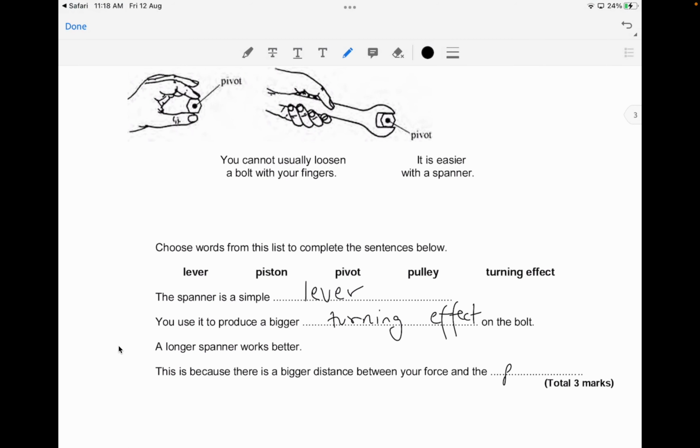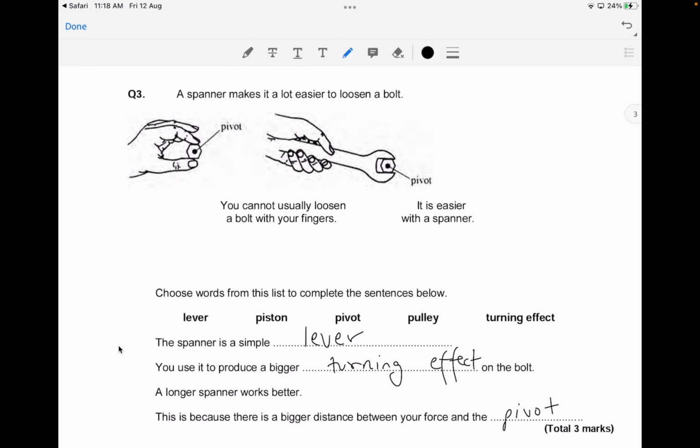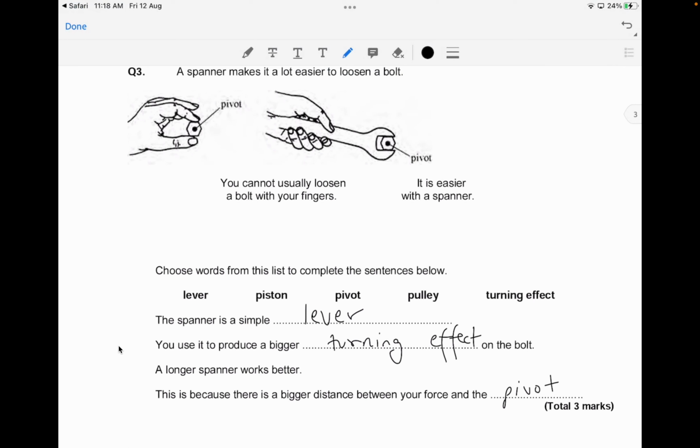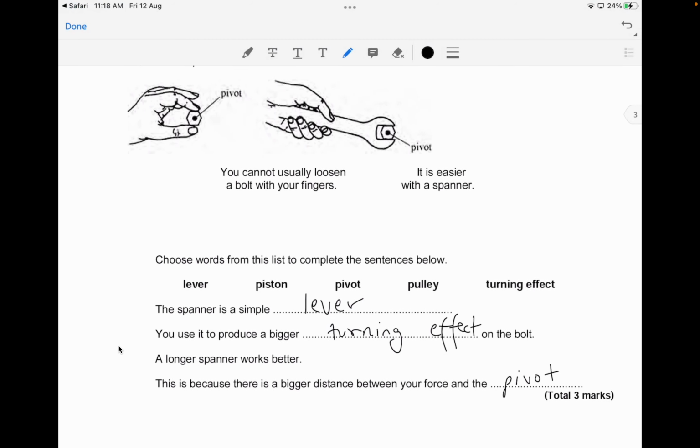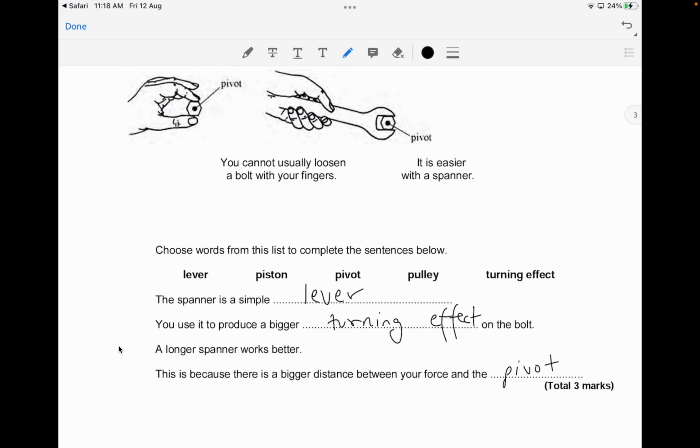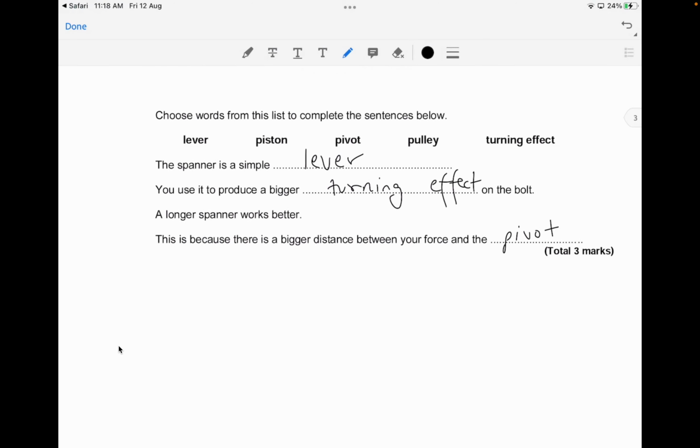So now this is something that you guys have learned: the spanner, which I think is this device here, increases the distance, indirectly increasing the turning effect and making it easier for us to move the bolt, or let's say loosening a bolt in this case. Alright, so that's a total of about 3 marks. So let's move on to the next question.